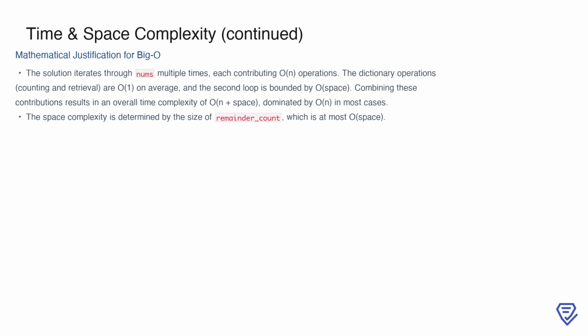To summarize the big O analysis mathematically, the solution processes the nums array multiple times, with each pass contributing O(n) operations. Dictionary operations, such as counting and retrieval, are O(1) on average, and the second loop over remainder_count is bounded by O(space). Combining these observations, the overall time complexity is O(n) plus space, but in most cases, it is dominated by the O(n) term. As for space complexity, it is determined by the size of the remainder_count dictionary, which stores at most space unique keys. This results in a space complexity of O(space).